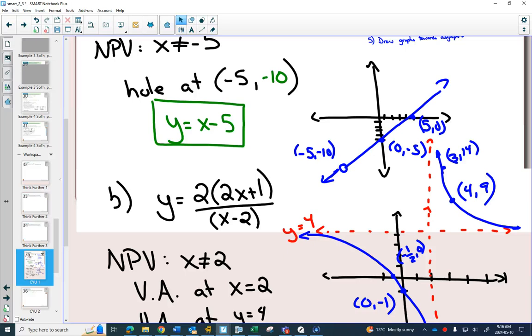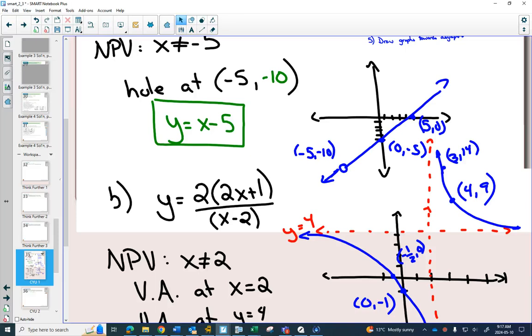So this is the idea of all 5 steps. What we do is we start off with our non-permissible values. Our non-permissible values tell us vertical asymptotes or holes. If we need to keep going, we have to see which group it is. If the degree is the same, you have a horizontal asymptote at y equals whatever the coefficients are. If the degree is bigger on the bottom, you'll have a horizontal asymptote at y equals 0. If the degree is bigger on the top, we're going to have an oblique asymptote. And we haven't found out how to do that yet, but we will.